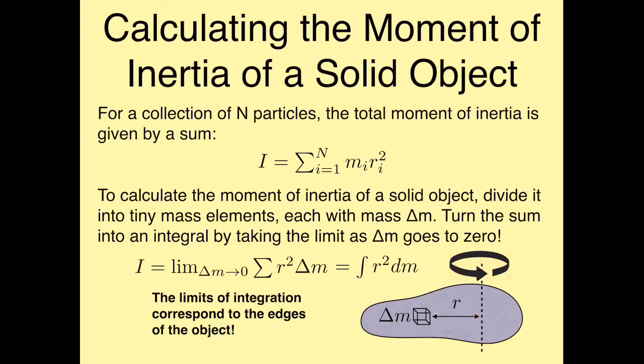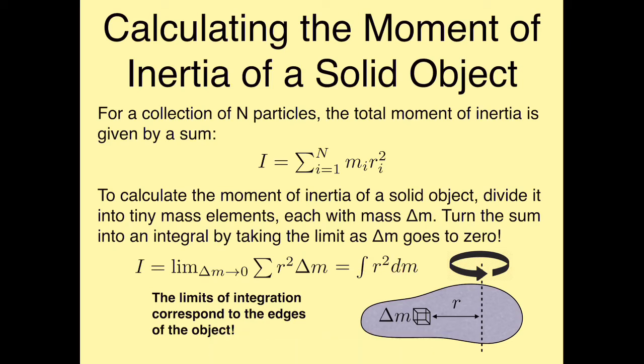So I would have a sum of delta m times r squared to calculate, right? In other words, I would want to include all the little mass elements to get the total moment of inertia. That's what's being shown here. But if I take the limit as delta m goes to 0, then I'm turning this sum into an integral. So in the limit where delta m goes to 0 of this sum, r squared times delta m, now I have the integral of r squared dm.